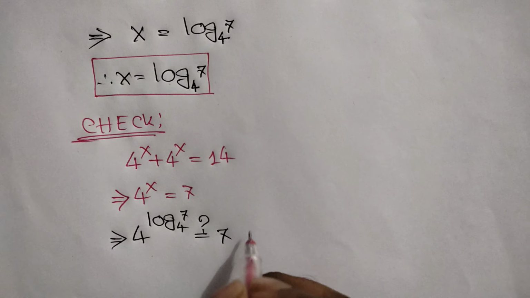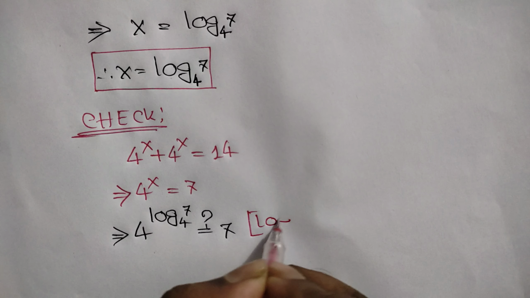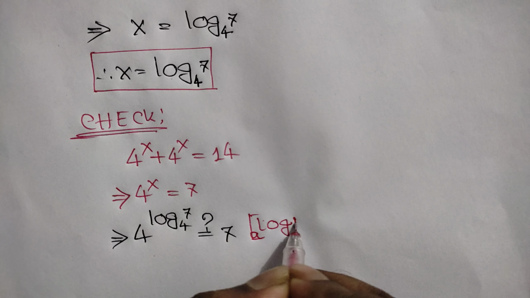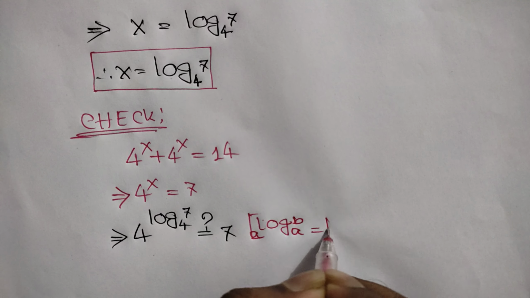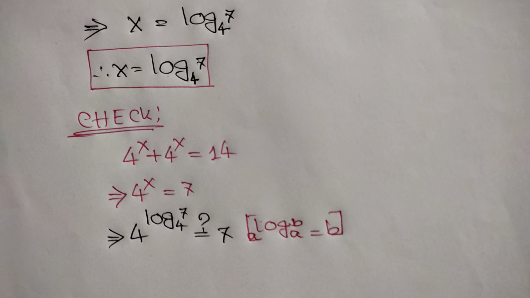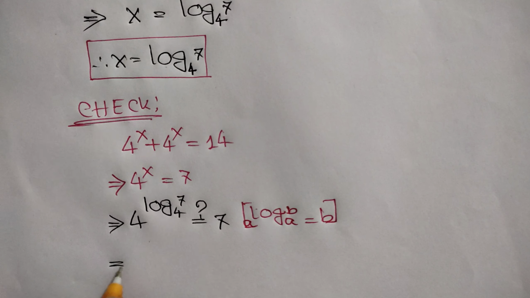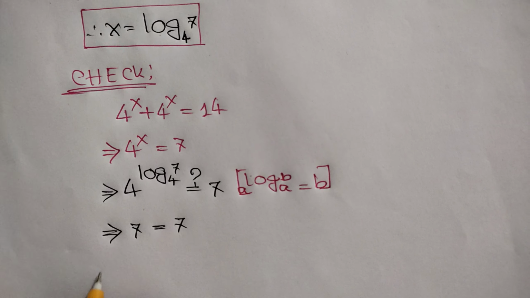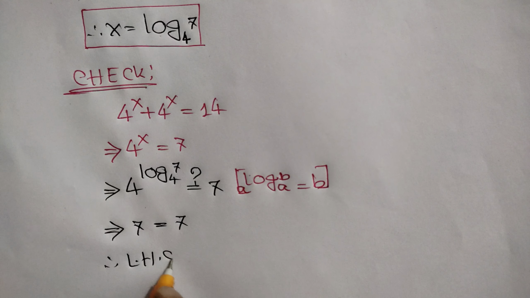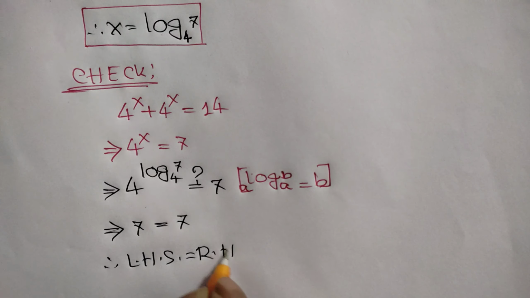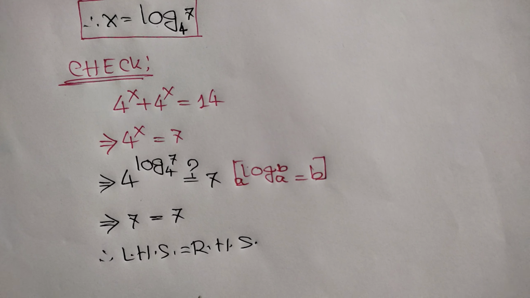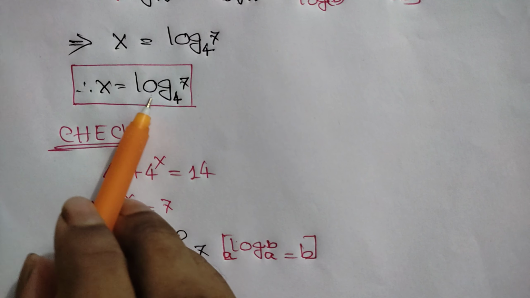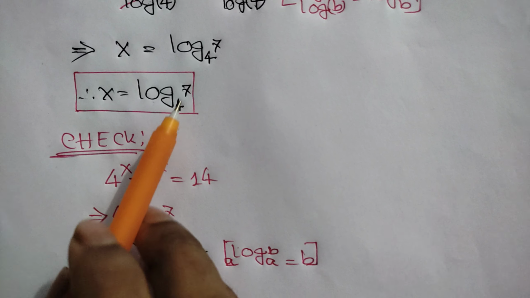We know another logarithm formula, a to the power log of b base a is equal to b. So apply this formula. Here we will get 7. 7 is equal to 7. So left hand side is equal to right hand side. So the final value of x is equal to log of 7 base 4 is correct.